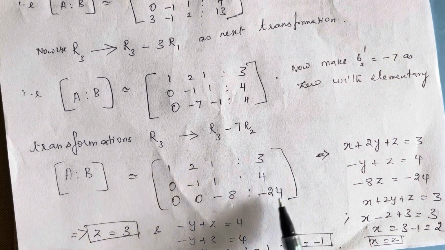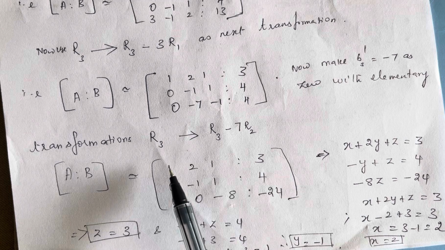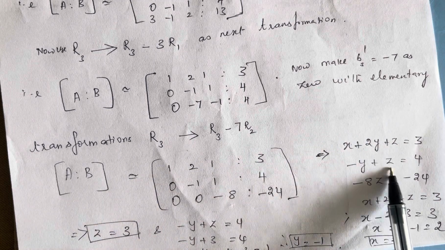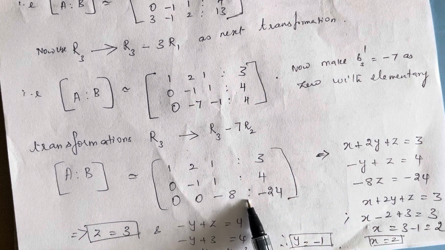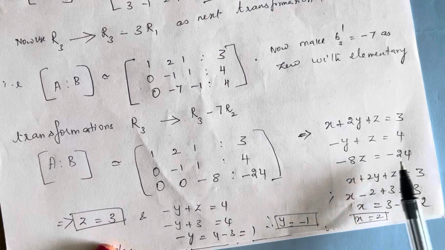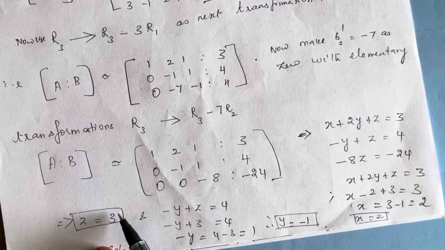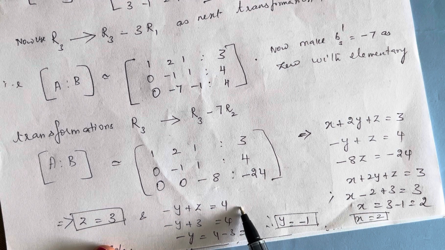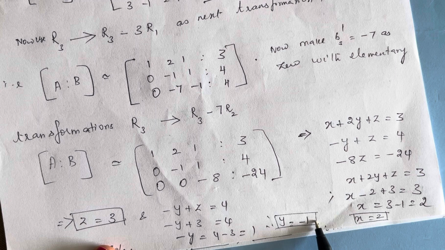So now let us see what equations you are getting from this matrix. x plus 2y plus z is equal to 3, minus y plus z is equal to 4, minus 8z is equal to minus 24. So minus 8z is equal to minus 24 implies z is equal to 3. The second equation is minus y plus z is equal to 4. Substituting z as 3, I will get y is equal to minus 1.